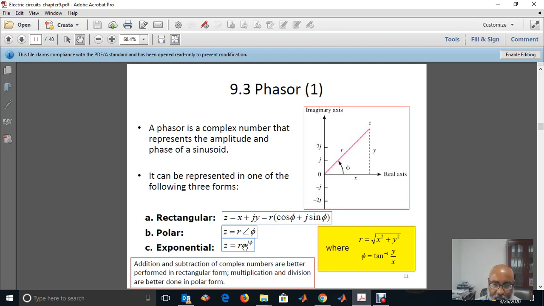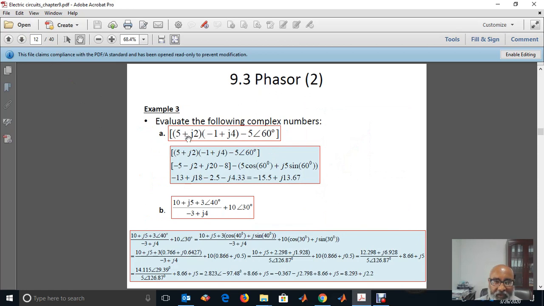We have polar form. In polar form, z is equal to the amplitude r at an angle of phi, or exponentially r e raised to j phi. And phi is tan inverse of y over x. We usually use the rectangular form for addition and subtraction because it is very easy to add the real part together and the imaginary part together. And we use the polar form for multiplication and division.